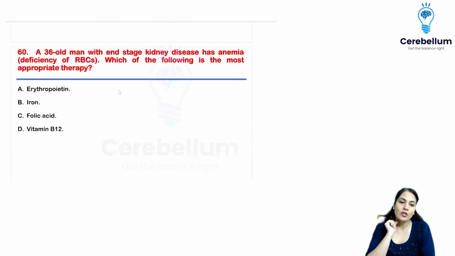Next, a 36-year-old man with end-stage kidney disease has anemia. Which of the following is the most appropriate therapy?